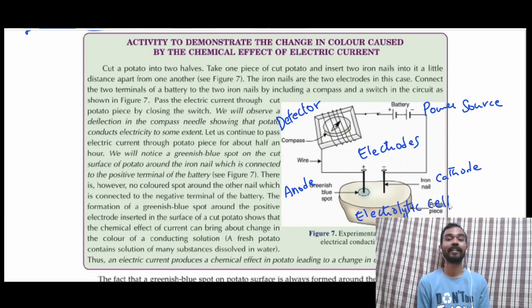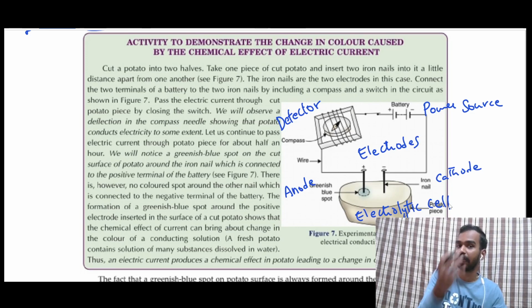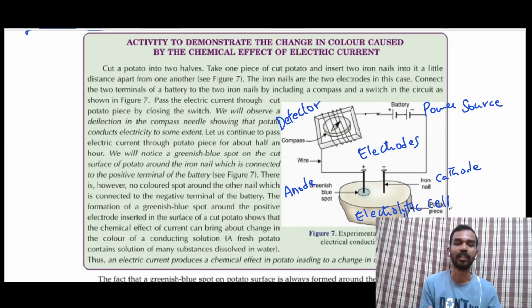I can call it an electrolytic cell because whatever is inside that potato will conduct, because the potato is made up of organic matter. There will be water, ions, everything, salt and minerals. So those are the electrolytes. Okay. Now current is getting passed and there is a deflection in the compass. That means current is passing through the potato. After half an hour, you can see a greenish blue spot on the surface. Green color. What is happening there? That too around the positive electrode.